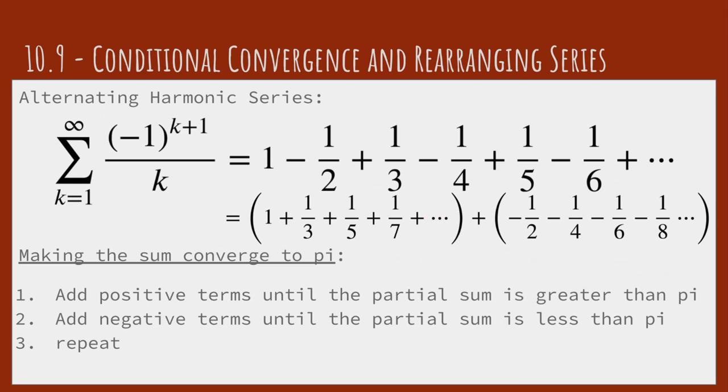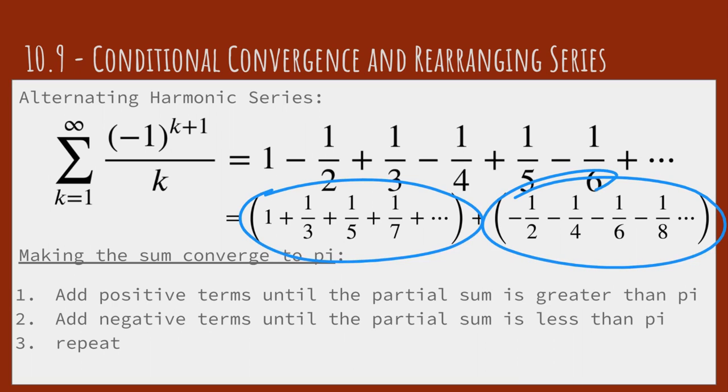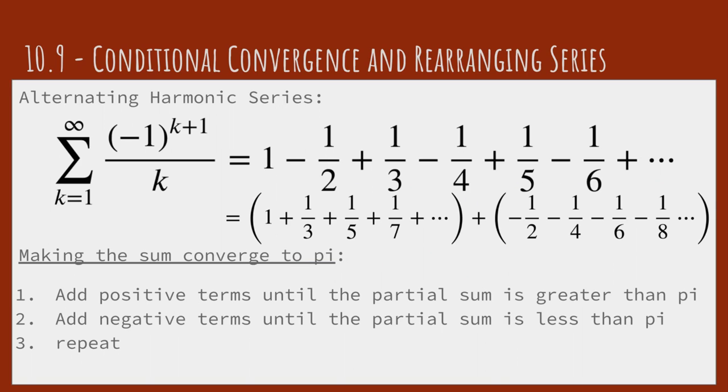The other thing to keep in mind here is that because this is a conditionally convergent series, these subseries, the series of all positive terms and the series of all negative terms, actually diverge themselves. So the sum of all the positive terms is infinitely big. The sum of all the negative terms is infinitely big but negative. And that's a really important part of this, and that's going to guarantee that this process works.